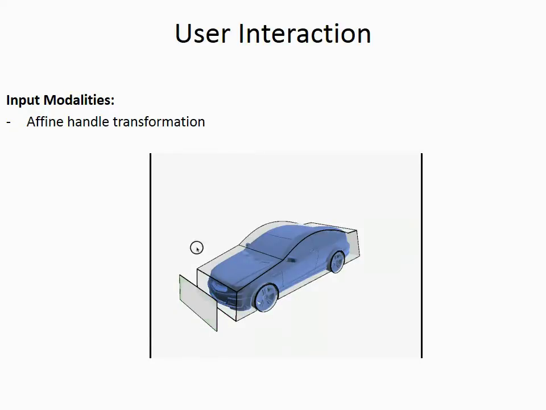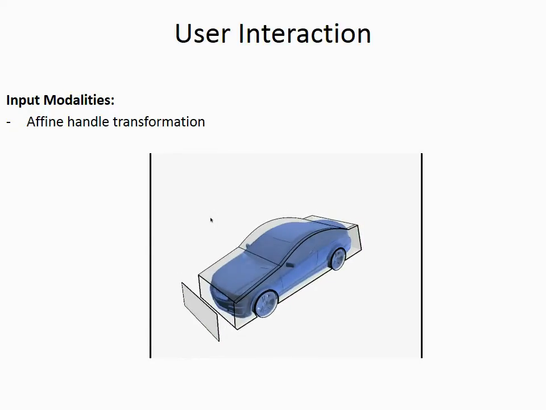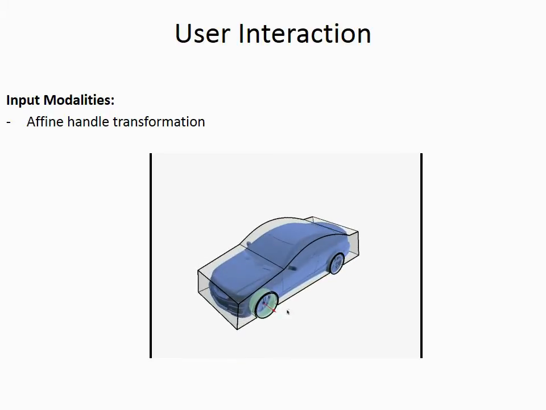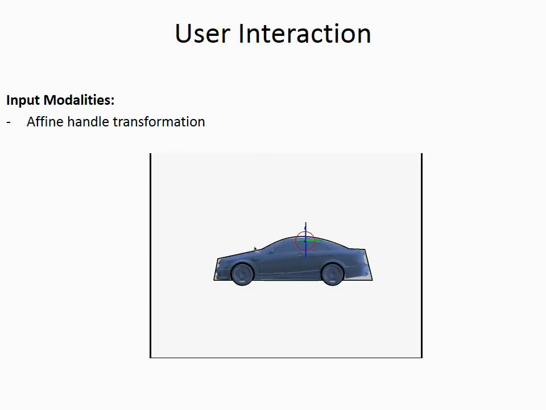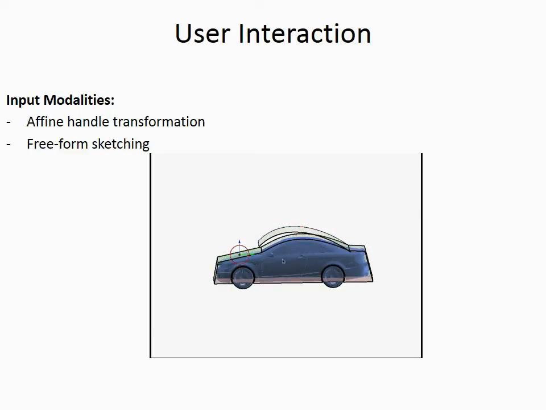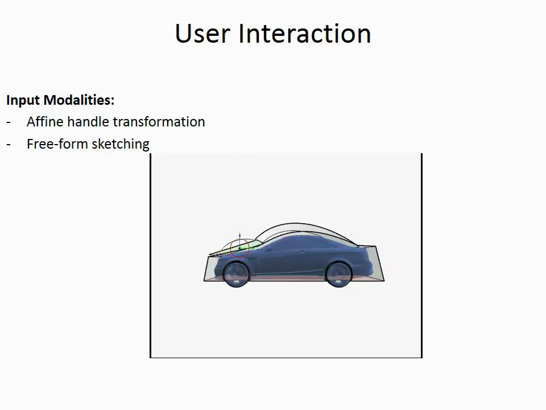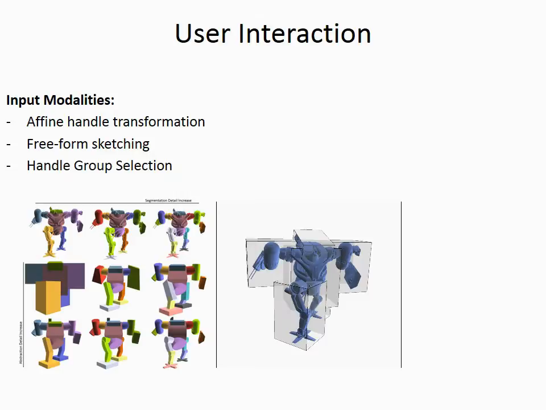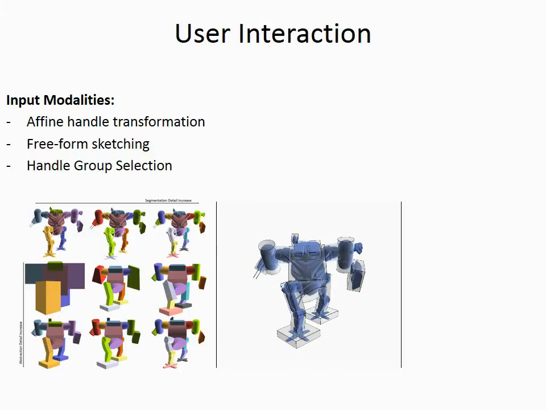Several input modalities and feedback mechanisms are available for user interaction. Primarily, the user can apply affine transformations to the deformation handles using the individual manipulators. The user can also sketch to control the surface handles that have been cleared for freeform deformation. Additionally, the user may select the level of detail and the set of handles they would like to work with.